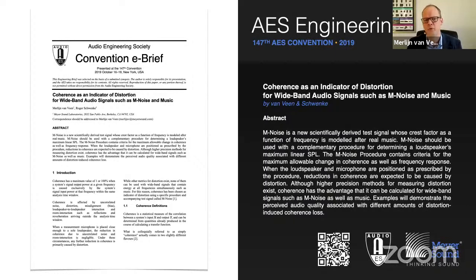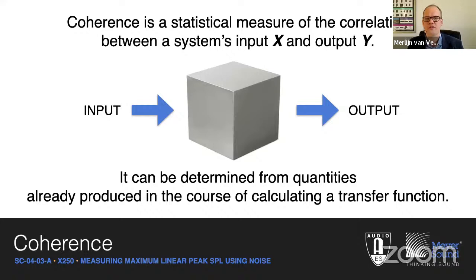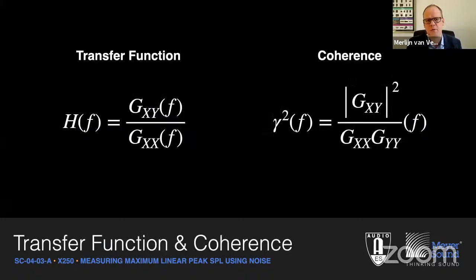And to prove that point, we wrote a little engineering brief that we presented at the AES in 2019, because coherence is a statistical measure that looks at the correlation between the system's input and output. And it can be determined from quantities that are already produced during the calculation of a transfer function. So here we see again some of those quantities that we already saw in Roger's table just now, and notice that even if you don't speak math, you might be able to appreciate that some of the symbols that you see to your left, you also see on your right. So we basically get it for free.